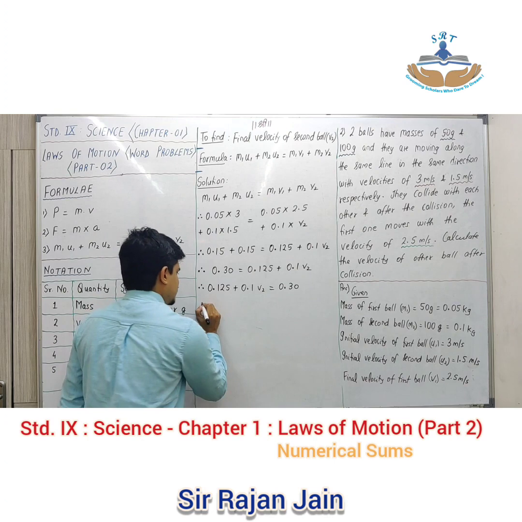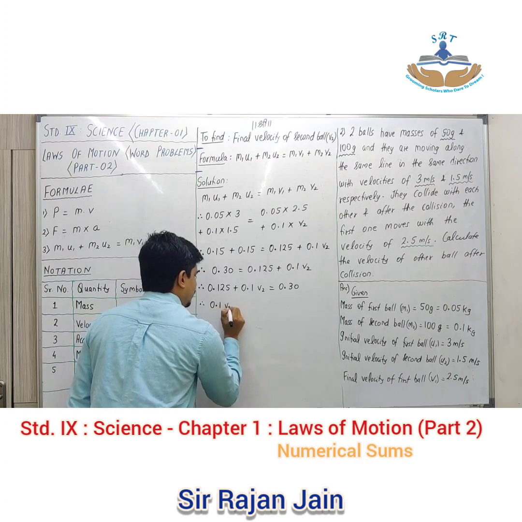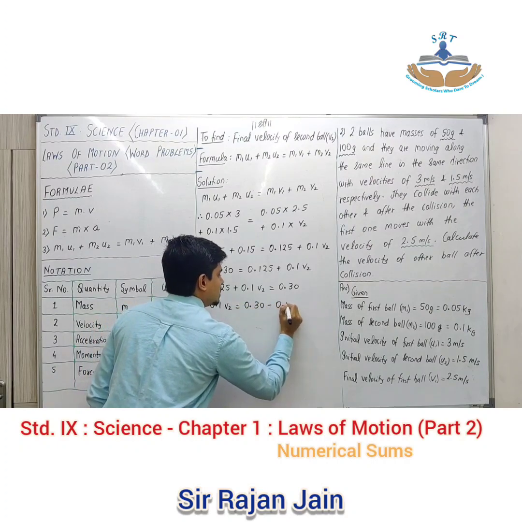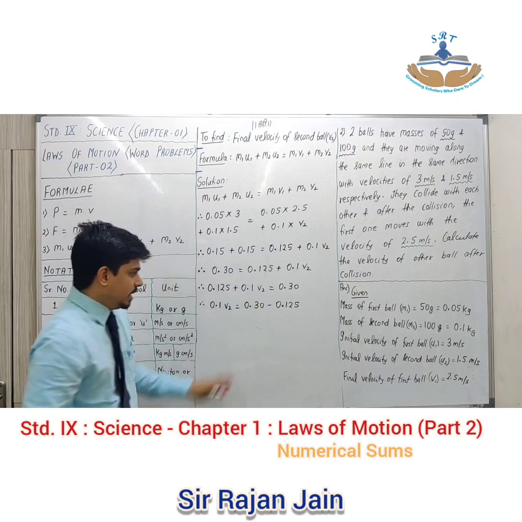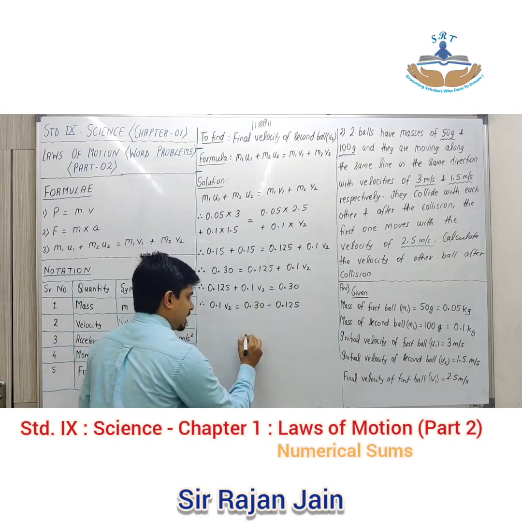Now you shift the terms. So this I keep it over here. 0.1 V2 is equal to 0.30 minus 0.125. Okay, अभी ये subtraction मेरे को करने का है. Now let's see how to do that subtraction.